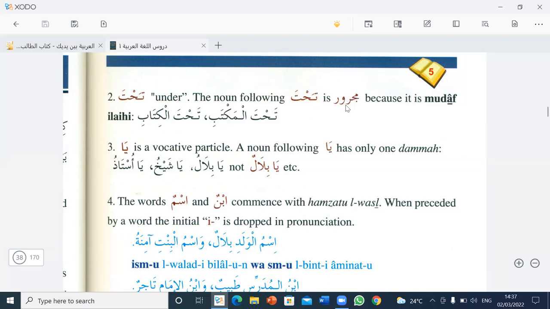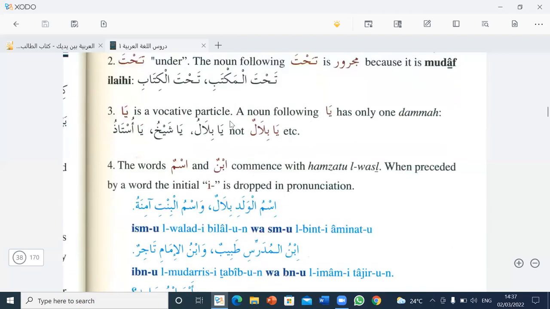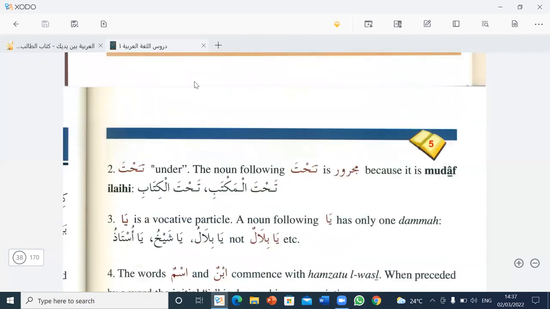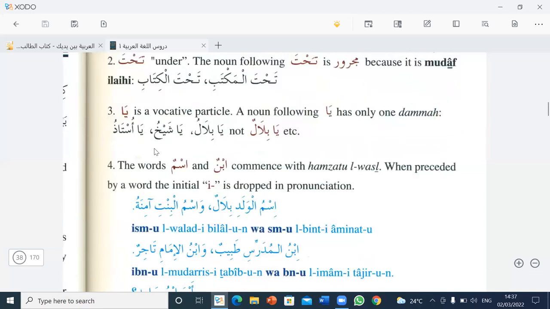The alif lam, teacher? The alif lam is not a must. Only the kasra, it should have kasra. Okay, I'll continue.